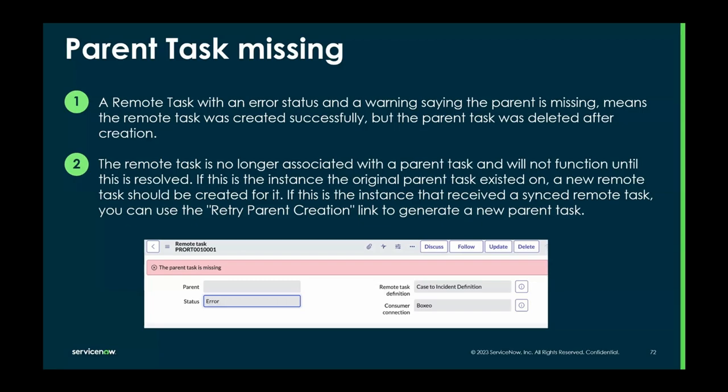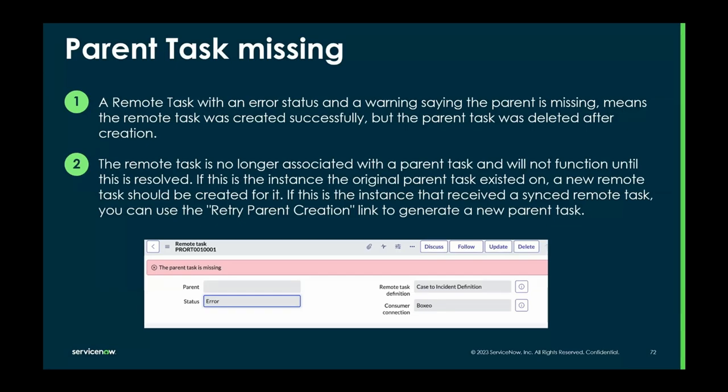All right, so this is one of the last ones. This is with parent task missing. If the parent task is missing, if you see this error message, it basically means that the remote task is not associated with a parent task any longer. So this could be that a parent task was deleted off of a system. Ideally that is not allowed, things just get moved into a canceled state, but we see that the task will be deleted sometimes.